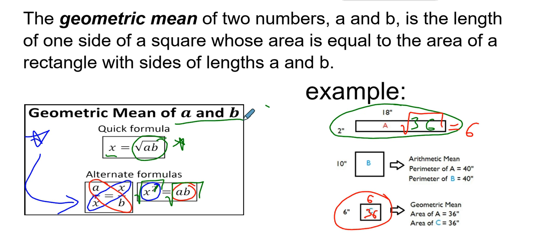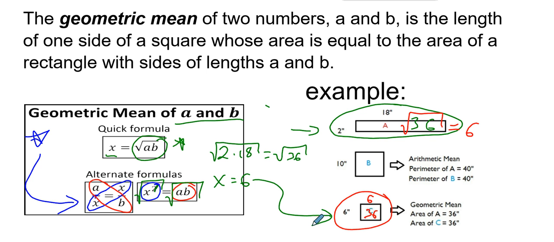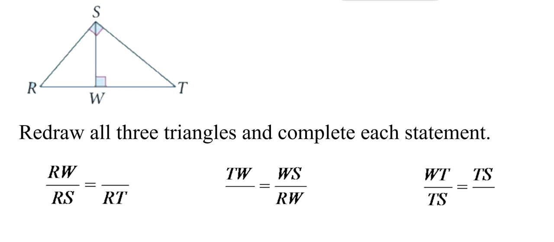So again, think of our example over here. We just did 2 times 18, or take the square root of that, square root of 36, and we get 6 as our geometric mean, which would be the side length of a square that would have that same area, because 6 times 6 is 36. So when we're talking about right triangles, we need to talk about this line segment here.